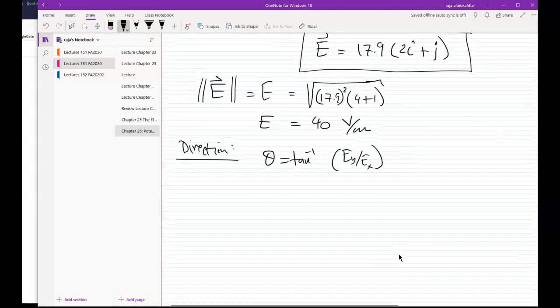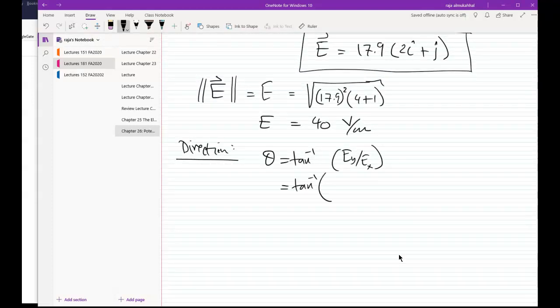So when I substitute all of that, tan inverse of EY over EX, what is it? It is 1 over 2. I purposely did not, I mean, this 17.9 will cancel out because you take the ratio. So basically tan inverse of half, so that's tan inverse of 0.5. And the answer is 26.6 degrees.